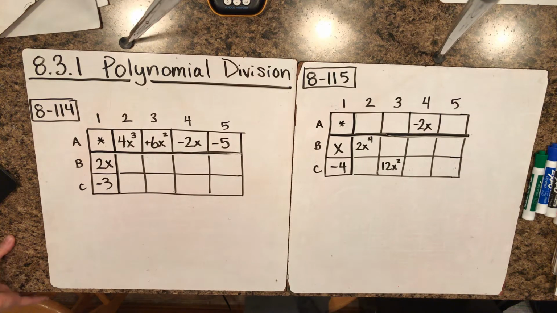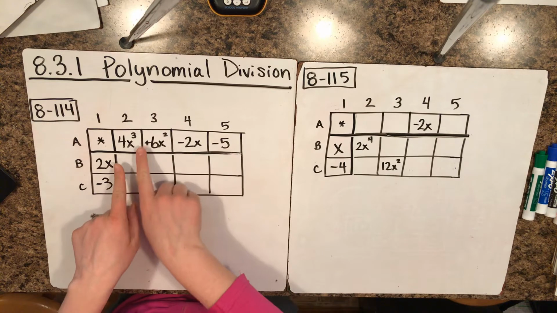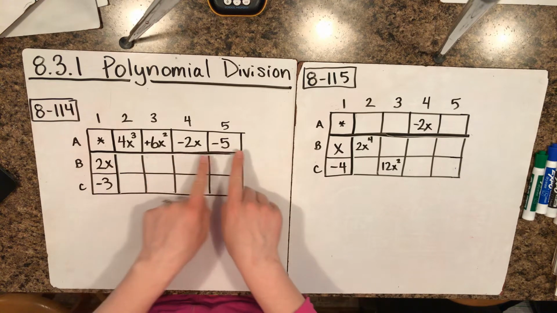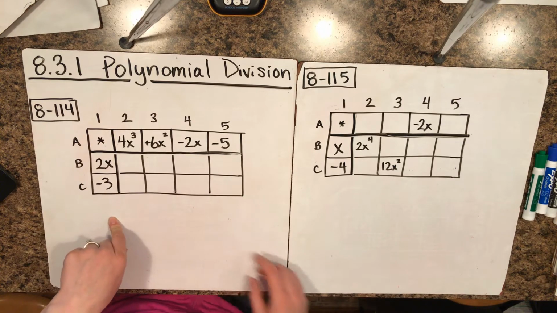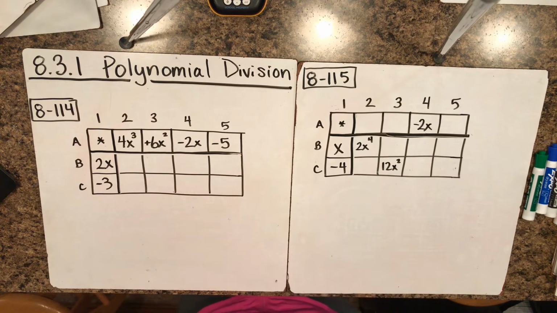Hey guys, this is day one of 8.3.1 polynomial division. So remember, a polynomial is just something that looks like this: 4x cubed plus 6x squared minus 2x minus 5, or this, 2x minus 3. You already know how to add, subtract, and multiply polynomials, and today we're going to start learning some skills that will help you to divide. We're not actually going to be dividing today.